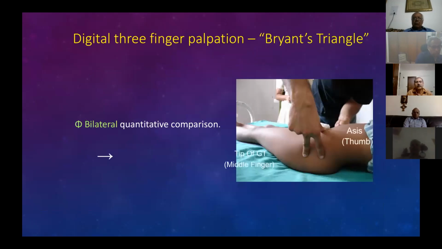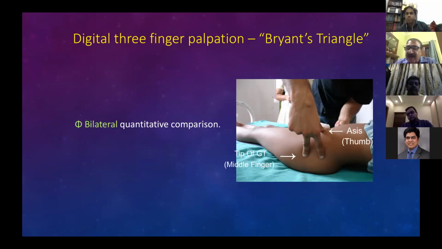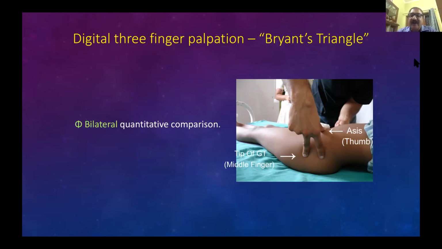Now there is something called digital three finger palpation. Though Bryant didn't describe it, sometimes it is known as a digital Bryant's triangle. With the help of three fingers, with the thumb on the anterior superior iliac spine, the index finger on the tip of the trochanter, and the middle finger at the perpendicular going from the anterior superior iliac spine to the floor. This is how the triangle is made, and one is supposed to make triangles on both sides to compare. One can make out on palpation whether the trochanter has ridden up or not.